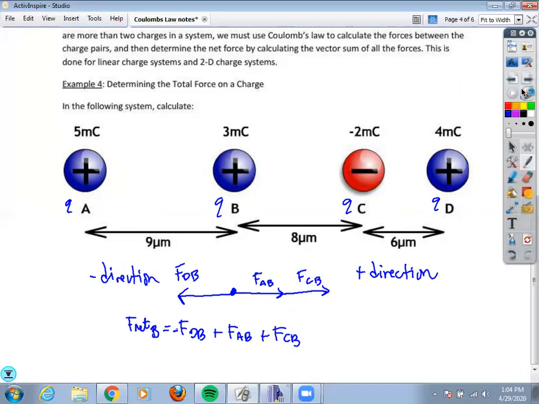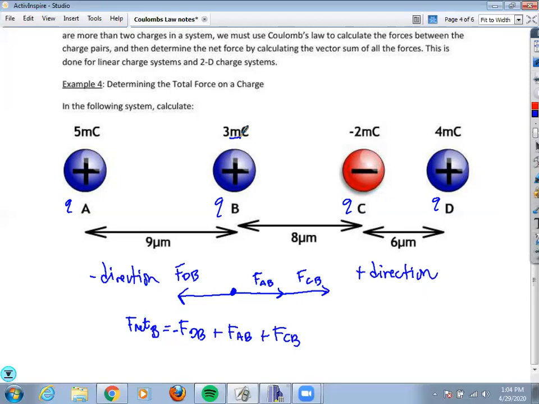So a couple things. This is milli, not micro. Okay, so milli means 1 over 1,000, or 1 times 10 to the minus 3. So these are all millicoulombs, and we have micrometers. So micro means 10 to the minus 6. So we know the distance between A and B is 9, B and C is 8. But how do we get the distance between D and B? You have to add the 8 and the 6 to get 14 micrometers.